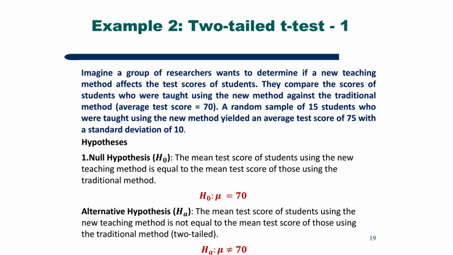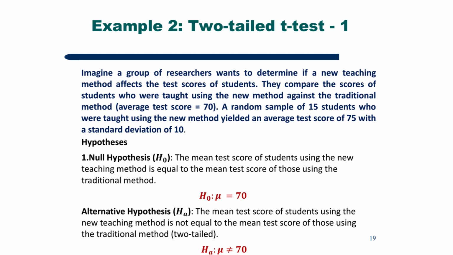Example 2. Imagine a group of researchers wants to determine if a new teaching method affects the test scores of students. They compare the scores of students who were taught using the new method against the traditional method. Average test score equals 70. A random sample of 15 students who were taught using the new method yielded an average test score of 75 with a standard deviation of 10.